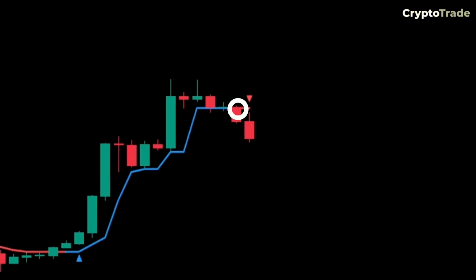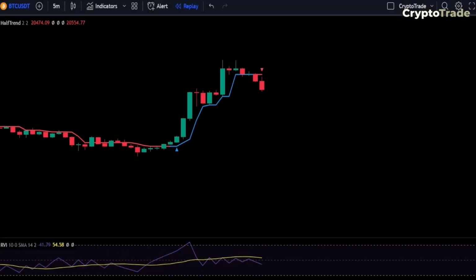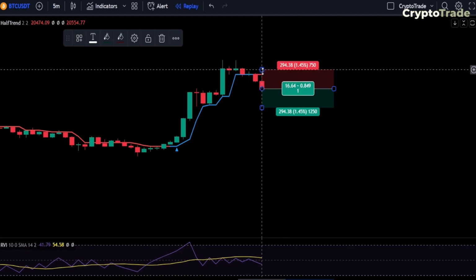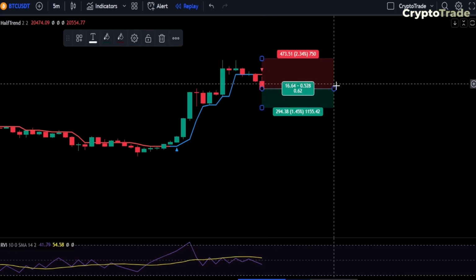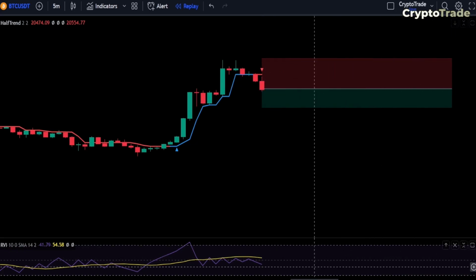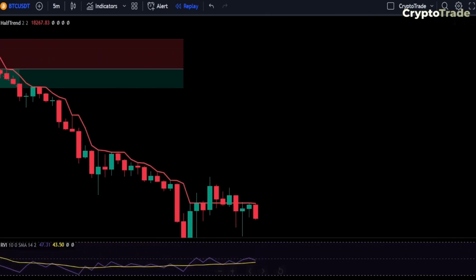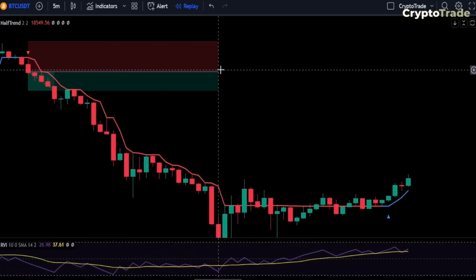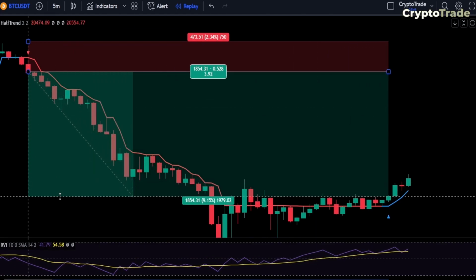HALFTREND indicator turns from blue to red and a red triangle appears. RVI purple line is below the yellow line. As these conditions are met, place a sell order at the closing of the candle. Place the stop loss above the nearest swing high. Do not set a take profit. Wait until half-trend red line turns blue. Close the operation on the candle with a blue triangle. Let's look for next trade.